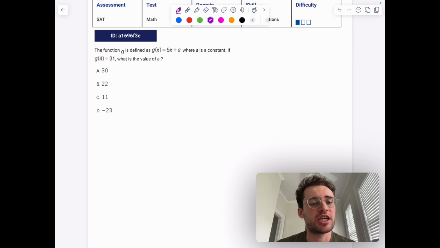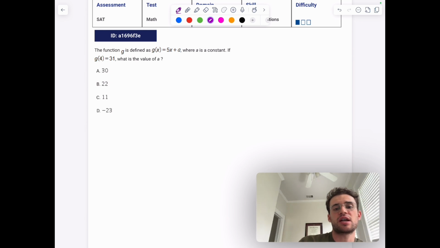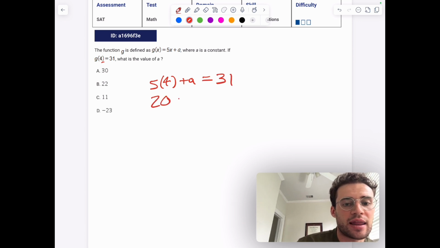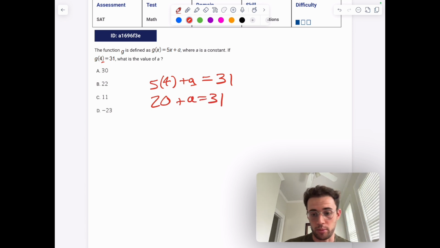The function g is defined as g of x equals 5x plus a, where a is a constant. If g of 4 equals 31, what is the value of a? All right, well, we can plug in 4 for x in this equation. So g of 4 is going to be 5 times 4 plus a, and we know that that's equal to 31. So 5 times 4 is 20, and that means 20 plus a, this constant, is equal to 31. Think what plus 20 makes 31, which would mean a is 11.